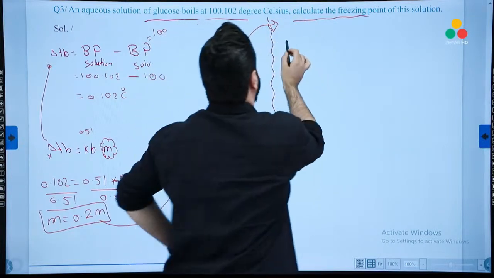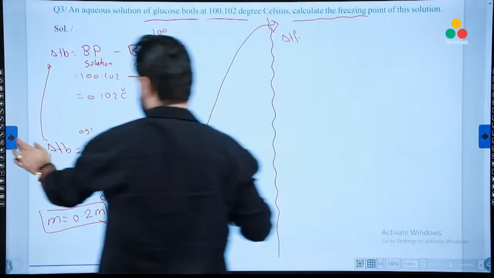Write both formulas for the unknown. Delta TF, I will use a different color.